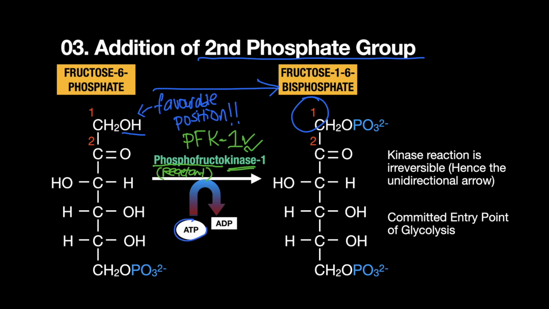And of course, y'all will know the drill when we ask where we get the phosphate group from. This phosphate group is from ATP, and this is exactly the reason why ATP is required for this step as well. This reaction is irreversible as well, and this is the committed entry point of glycolysis, meaning that glycolysis will go through for this fructose 1,6-bisphosphate molecule.